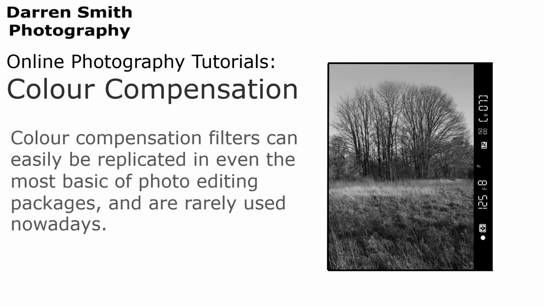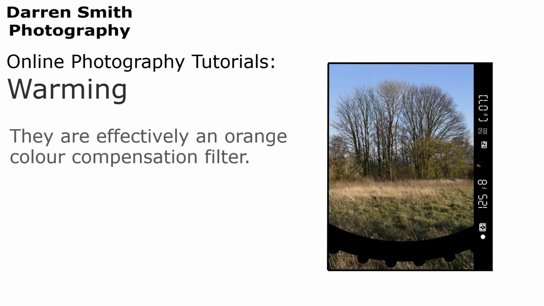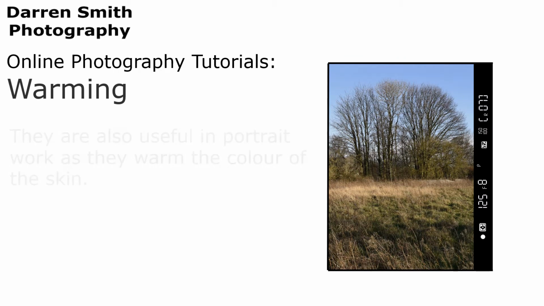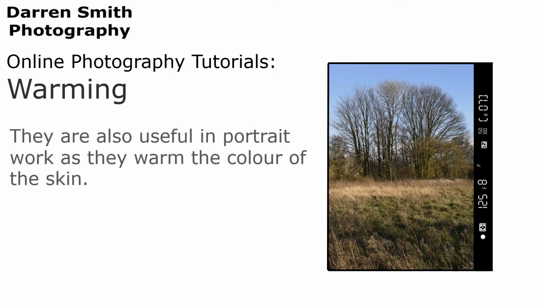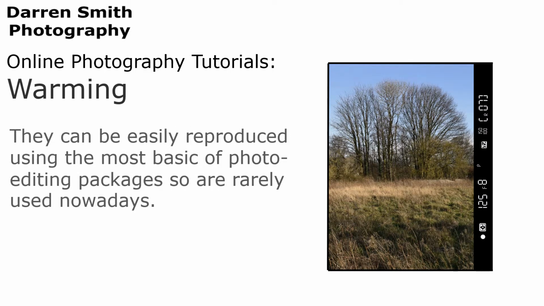Colour compensation filters can easily be replicated in even the most basic of photo editing packages and are rarely used nowadays. A warming filter reduces the blue cast in photographs taken in the midday sun by giving the image a golden glow. They are effectively an orange coloured compensation filter. They are also useful in portrait work as they warm the colour of the skin. However, they are easily reproduced using the most basic of photo editing packages, so are rarely used nowadays.